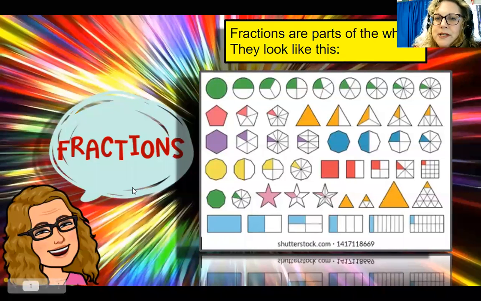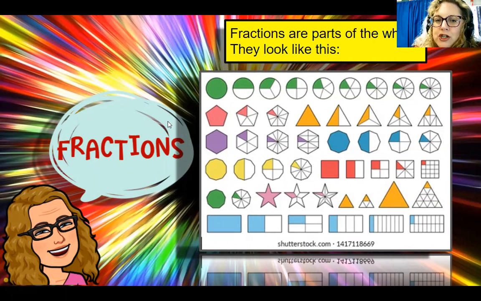Hi everyone, we have been studying fractions and we have said that fractions are part of the whole. When you divide fractions, you have to make sure that you divide equally. So these are the different ways that we can divide fractions based on what shape they are. In third grade, we focus mostly on the circle and also rectangles. But we also talk a little bit about all of the other ones.